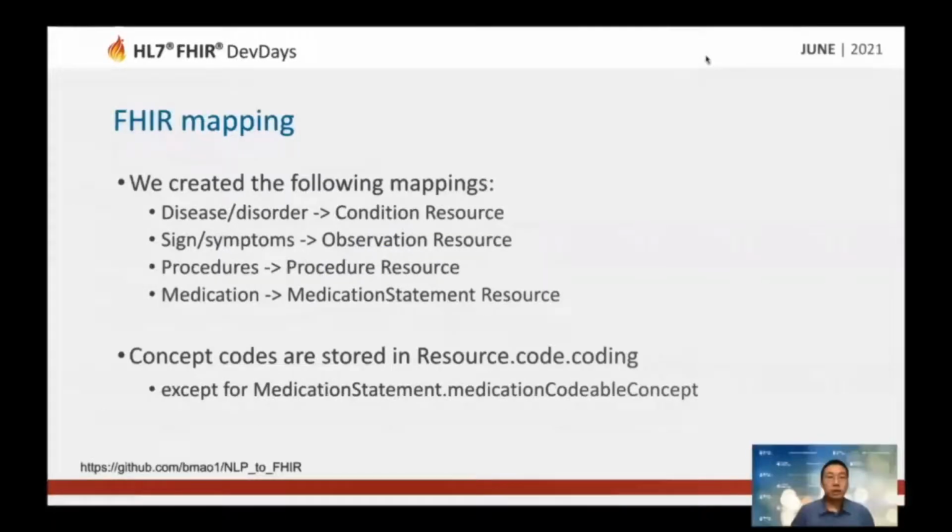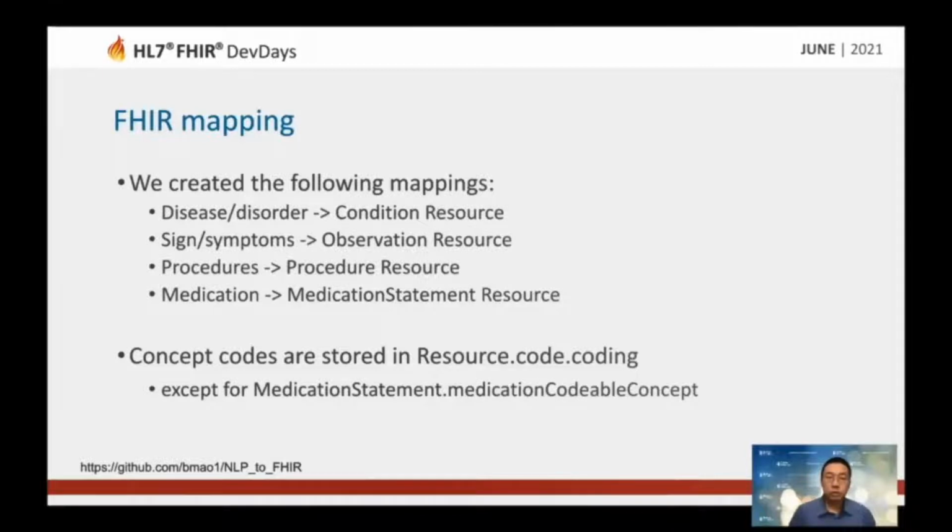We are taking the JSON output from the cTAKES NLP process and transforming it into standard FHIR resources. Based on the semantic type of NLP contents, the following mappings have been used. Disease and disorder goes to the condition resource. Signs and symptoms go to the observation resource. Procedures naturally go to the procedure resource. And we also assign medication to the medication statement resource.